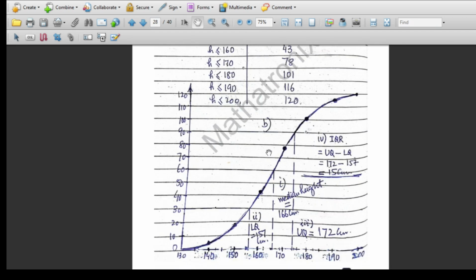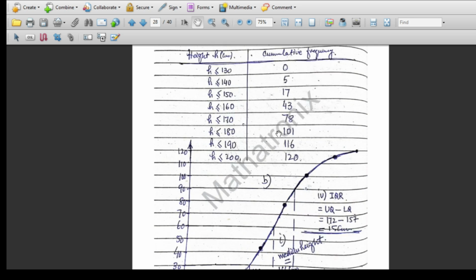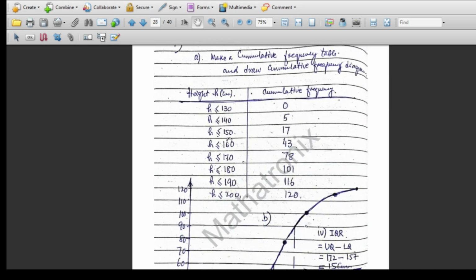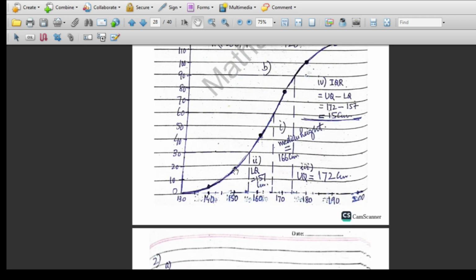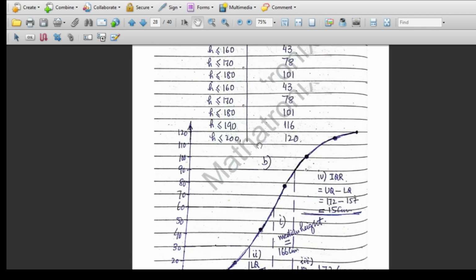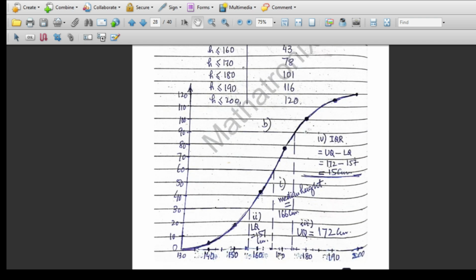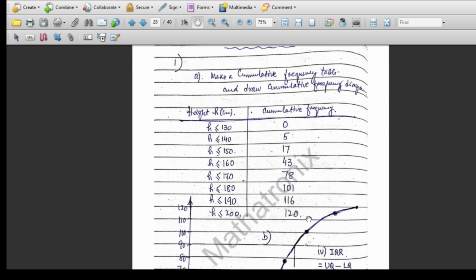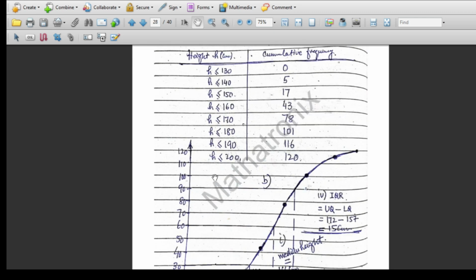At 130 we have 0. At 140 we have 5. At 150 we have 17. At 160, 43, here. At 170, 78, here. At 180, 101 is here. And at 190, 116 is here. At 200, 120 is here. So we plot this, and this is the first part, the table, and the second one is this.